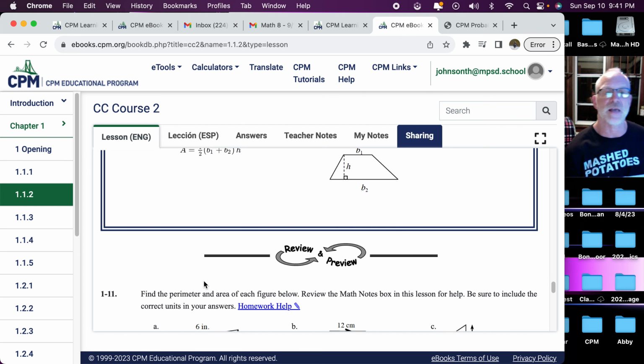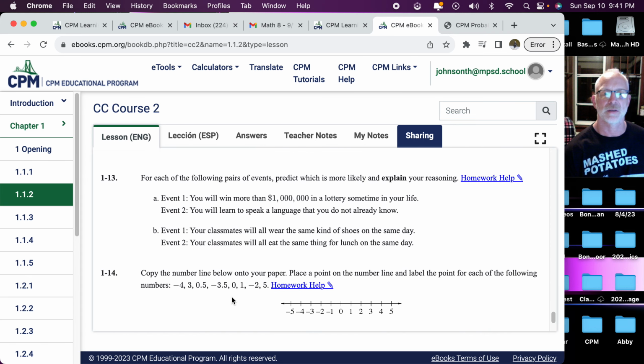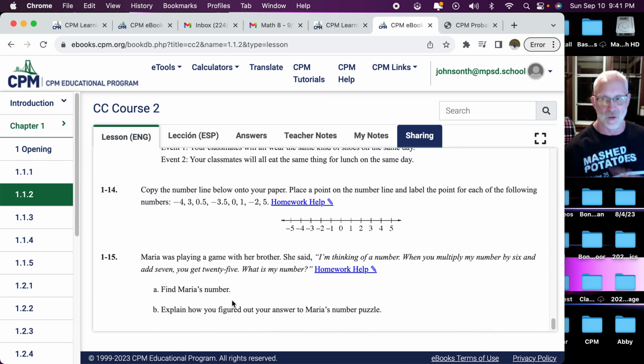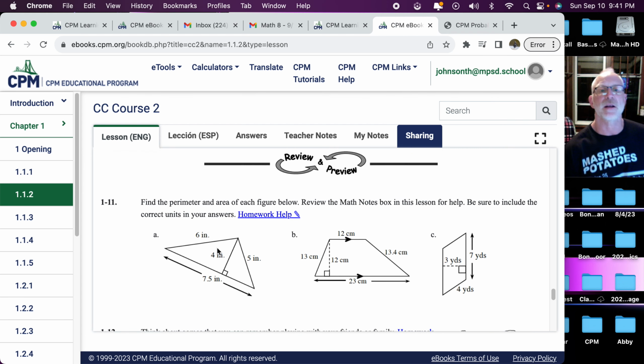Okay. That gets us to our homework. The ones that we're going to have for homework are 111, 113, 114, 115. 4 problems. 111. Find the perimeter and the area.